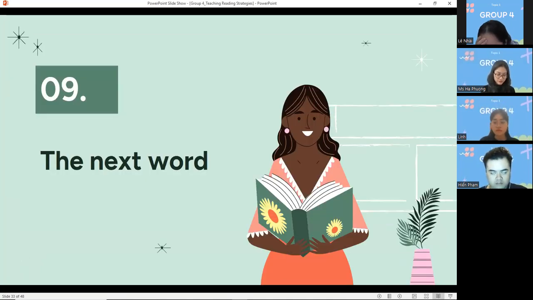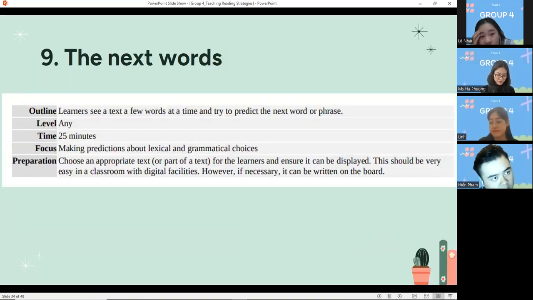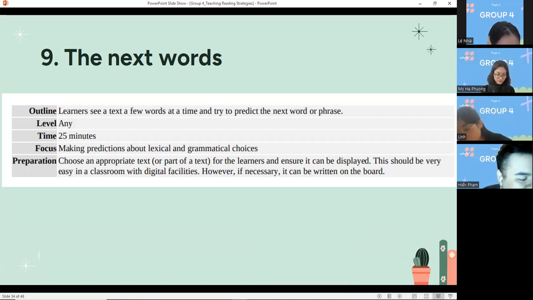The next strategy is the next word. In this strategy, learners will see a text a few words at a time and try to predict the next word or phrase. This activity encourages learners to make predictions and also to review them. Learners will use grammatical, lexical, and discourse knowledge to inform their predictions at the local level, and all of this knowledge is essential to efficient reading. So this is suitable for students at all levels.